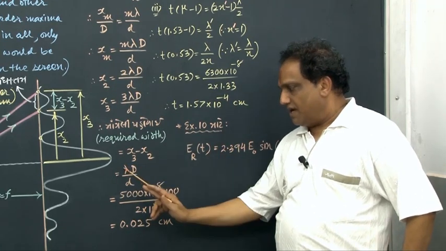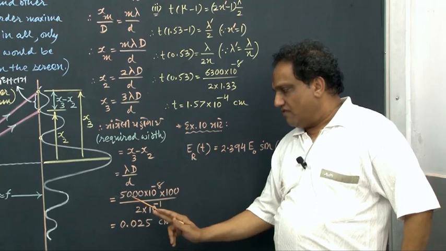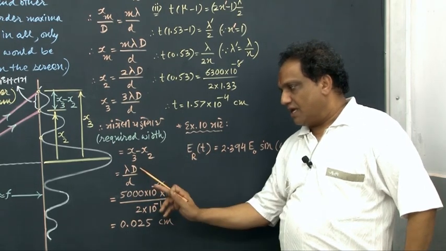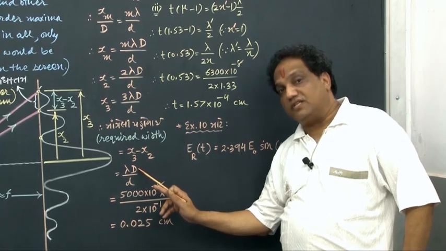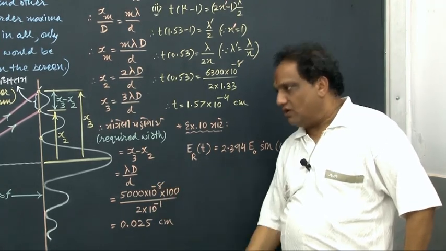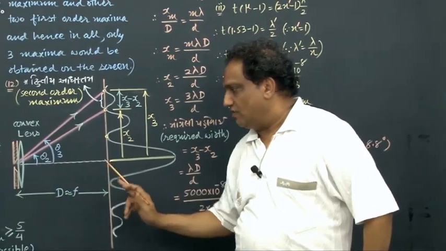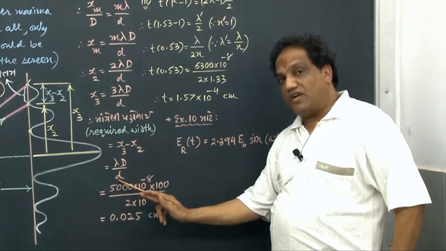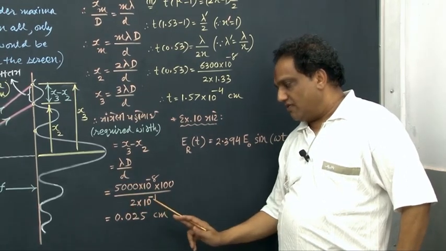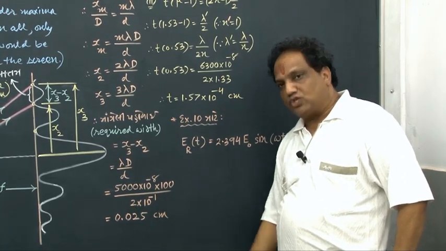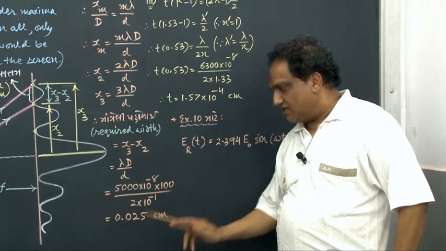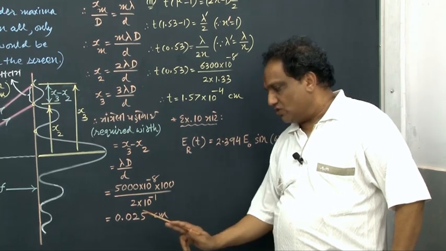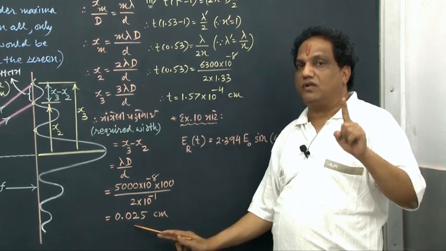Lambda is the wavelength of light used, 5000 angstrom, converted into centimeter, multiplied by 10 raised to minus 8. Capital D is the distance between slit and screen. They have given 100 centimeter, or it can be taken as the focal length of this convex lens, which also is 100 centimeter. And what about small d? Width of the slit, 2 millimeter, converted into centimeter, multiplied by 10 raised to minus 1. Simplify, the answer is 0.025 centimeter. Okay, so this is the width of the second order maximum.